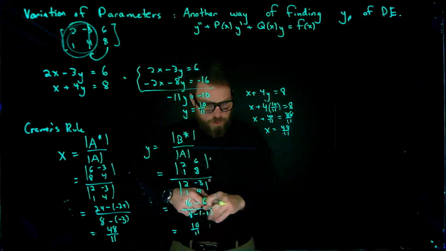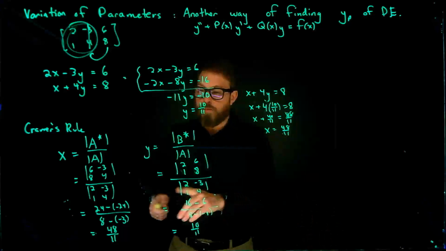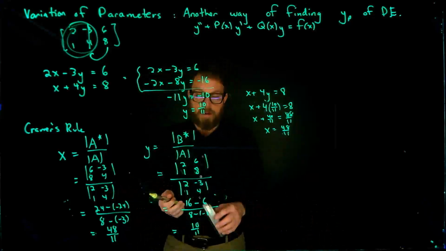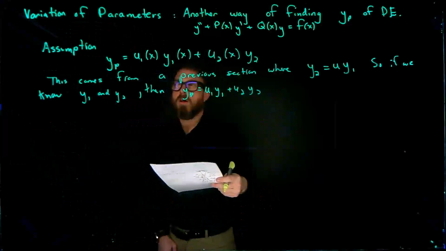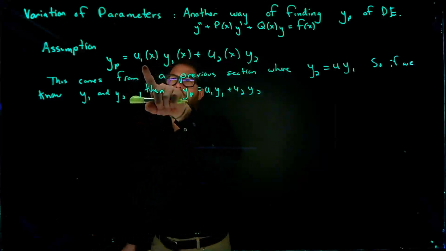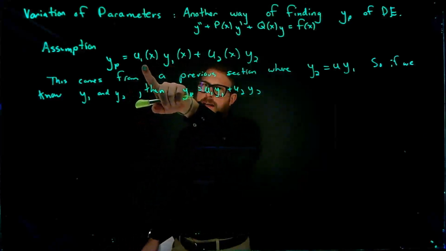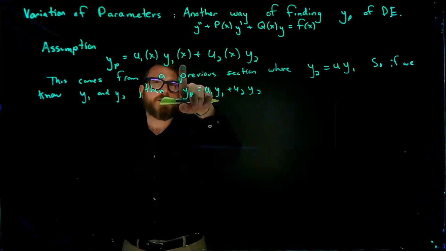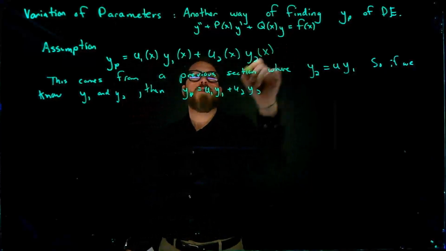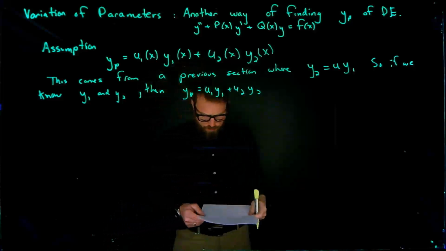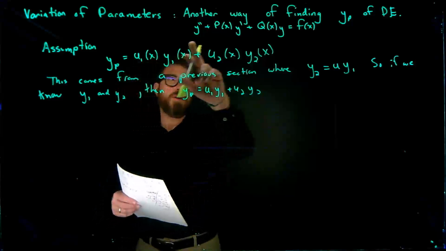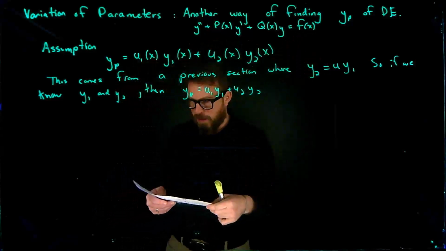So when we do variation of parameters, it kind of comes down to being able to set up that system of equations and using Cramer's rule to be able to find other solutions. All right, so the assumption is that the particular solution is a function u1 of x times y1 of x, and then a function u2 of x times y2 of x, where your y1 and your y2 come from the complementary solutions, or the homogeneous solution of this differential equation, so when f of x is equal to 0.